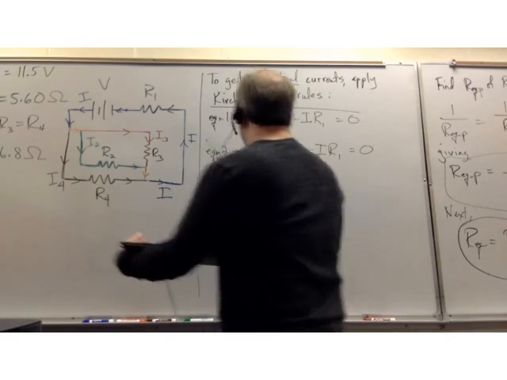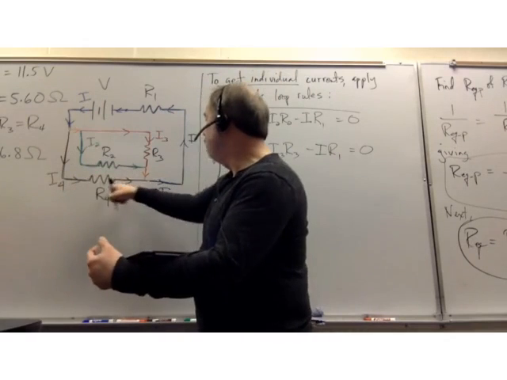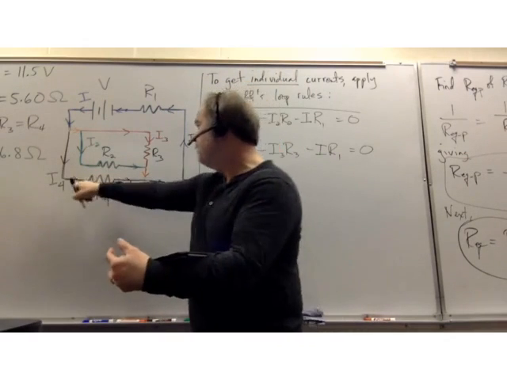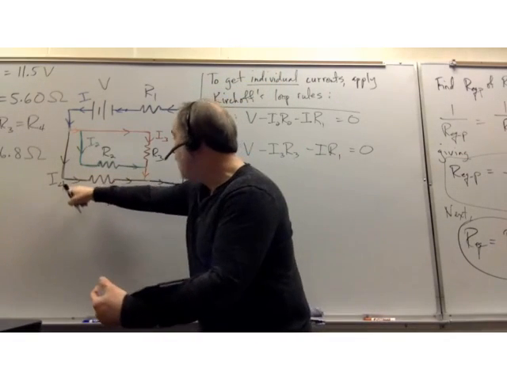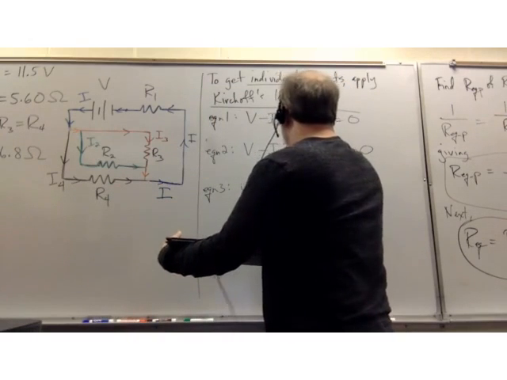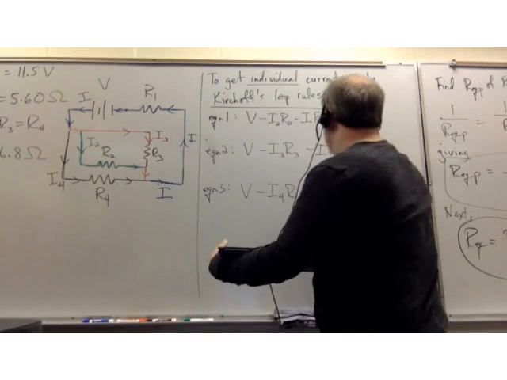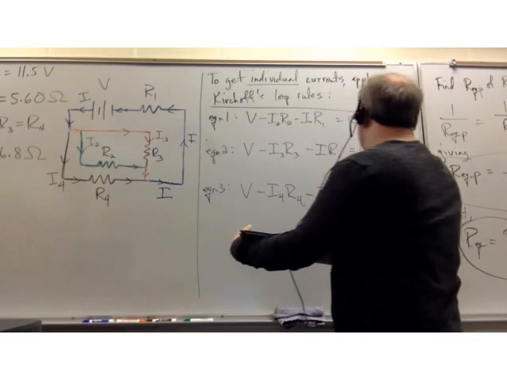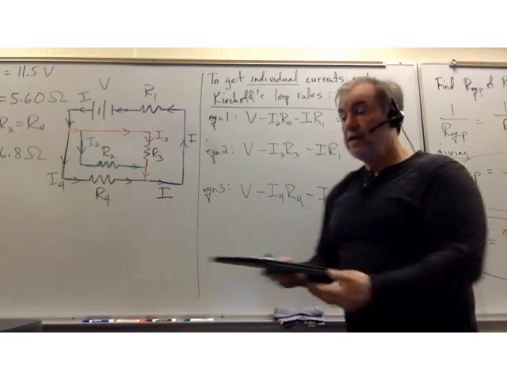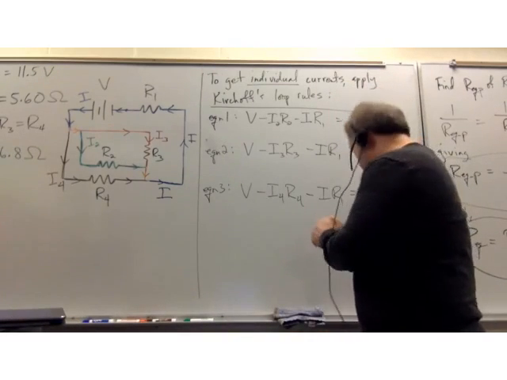And then our third equation is V, and then we're going to R4. So the current I4 times R4, minus I times R1, is equal to 0. And our 3 unknowns here are the currents.